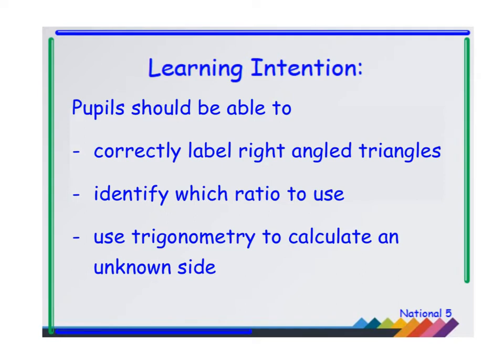This is very important. If you can't do that, you cannot achieve full marks. We're going to identify and choose a correct formula, and we're going to use trigonometry to calculate an unknown side in a right angle triangle, given one side and one angle.